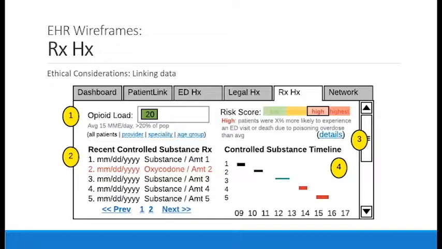Just to quickly interrupt, there it says all patients. I thought this was in the context of a single patient that you're linking across. Yeah, this is a single patient, but in terms of interpretability, we're trying to build metrics that a prescriber can use in a sentence. So if this is a 20, that's, hey, you're averaging 20 MMEs per day, that's greater than 20% of the all patient population. But you might like to see compared to your single provider or compared to a specialty group, so that's changing the comparison population.